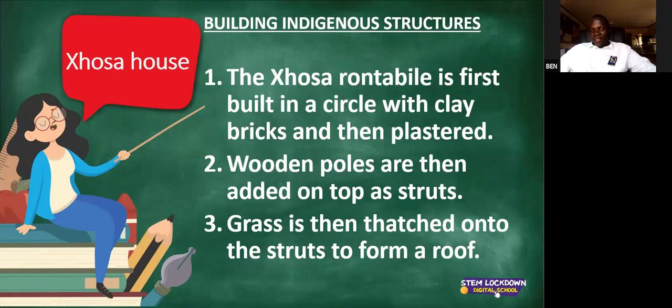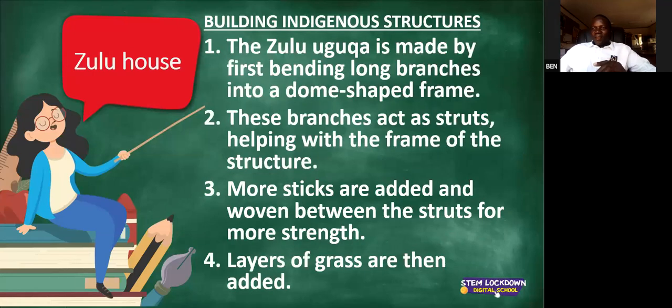Now let's come to the next slide, where we are going to learn in depth about how the Zulu house was built. The building of the Zulu house, the iguqa, is made by first bending the long branches into a dome shape. So they were folding the branches like this.